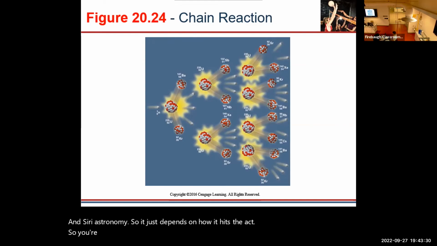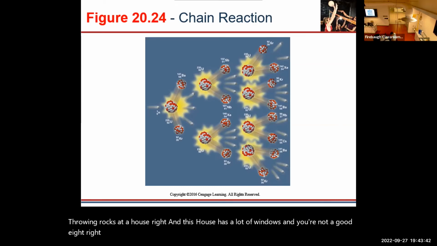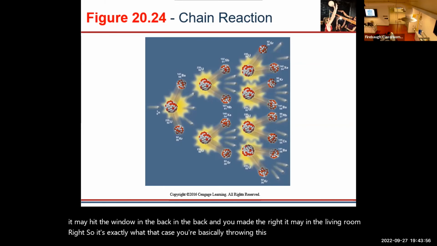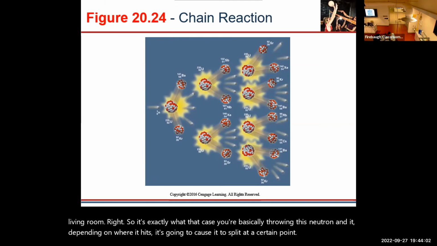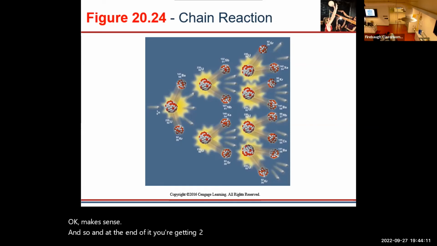You're not guaranteed an outcome. It's kind of like a game of chance, where you may hit one spot, or you may hit another spot, or you may hit a third. It's exactly that case. You're basically throwing this neutron, and depending on where it lands, it's going to cause the atom to split. Okay, makes sense? At the end of it, we get 2 or 3 neutrons that are shooting out, and they're going to hit somewhere else.